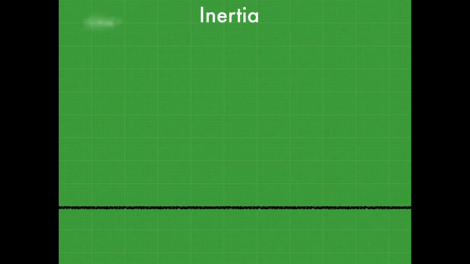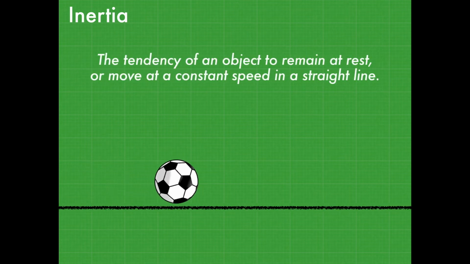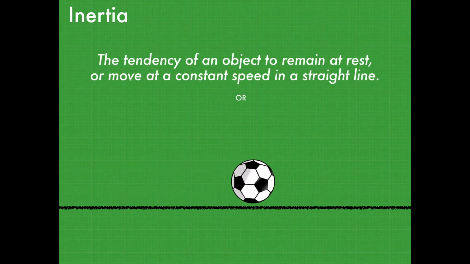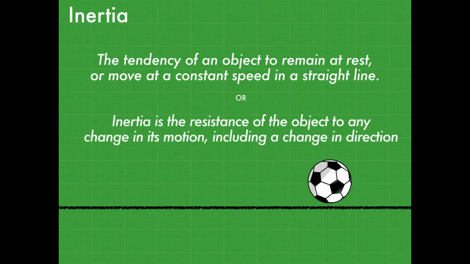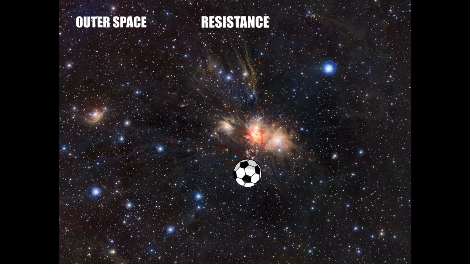Inertia is the tendency of an object to remain at rest or to move at a constant speed in a straight line. Or it is defined as the resistance of an object to any change in its motion, including a change in direction. There is a place where there is little or no resistance at all, and this is the outer space.